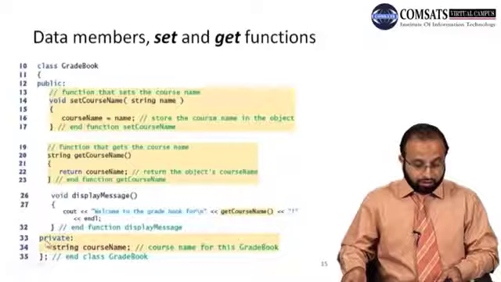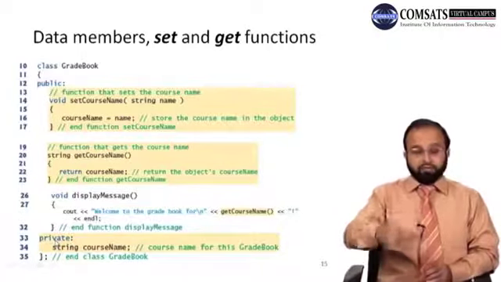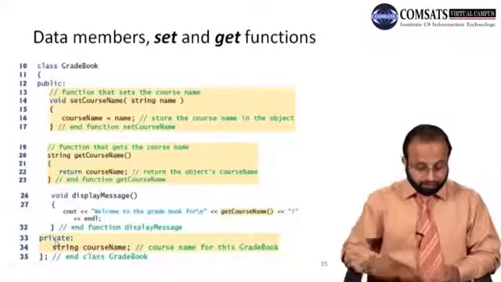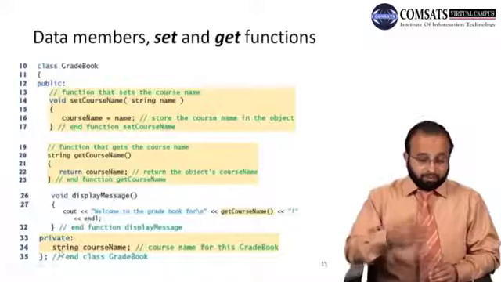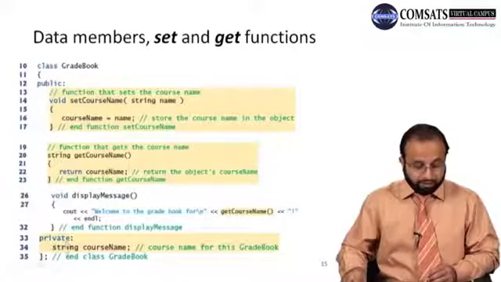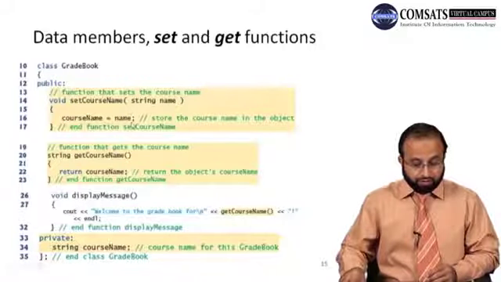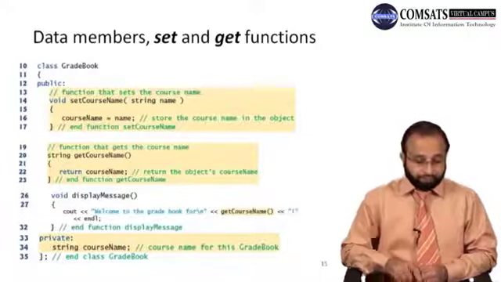So you can write the private data member over here after the public, or you can write it before the public. It doesn't matter, right? So in the previous example, we have all the private data members before the public. So the private data member is in the class, that is an object whose type is string. The name of the object is course name. So with the set function, you are assigning the value to the private data member of the grad book object.